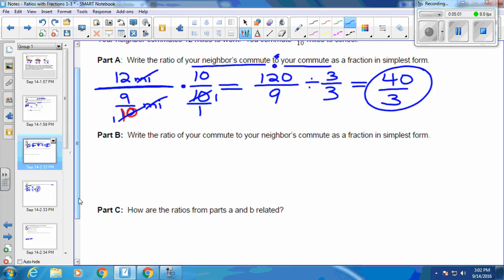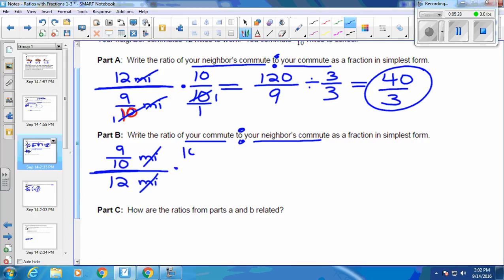They're saying to write the ratio of our commute to your neighbor's commute now. So we're using the same numbers from the previous question. This time I will put 9/10 in the numerator, and I'm really exaggerating that main fraction bar there, putting that over 12. Again, I can cross out my miles, and the denominator 10 in the numerator needs to be canceled out.